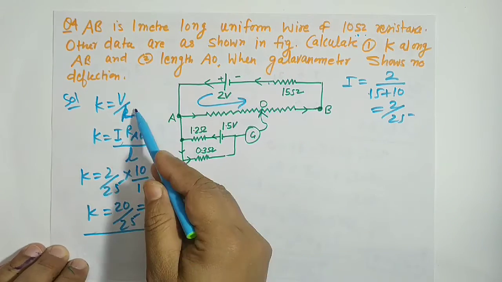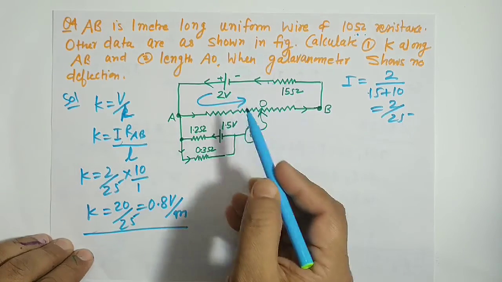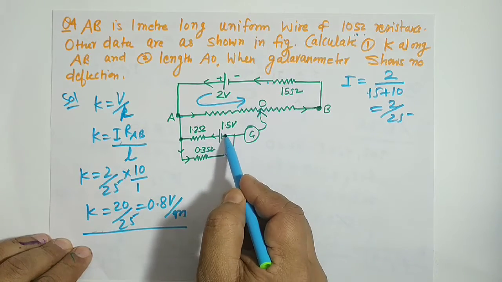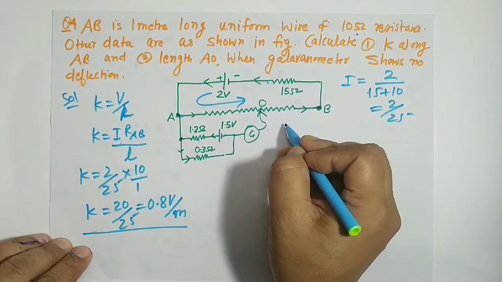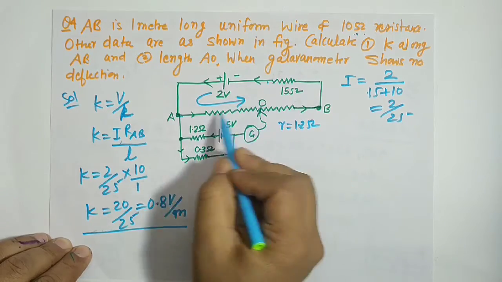So K, you got it. K is V by L. Already you have done this type of numerical. Now length AO, you want this length. And do you know there is a cell with internal resistance. This is internal 1.2 ohm. So you want this length AO.